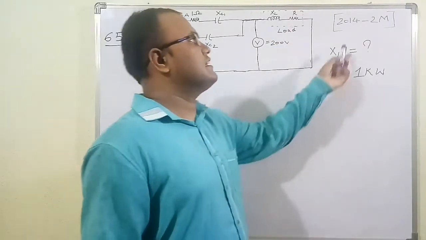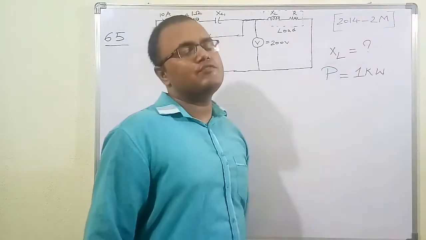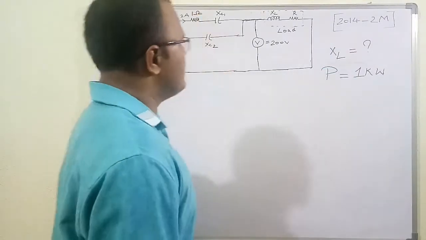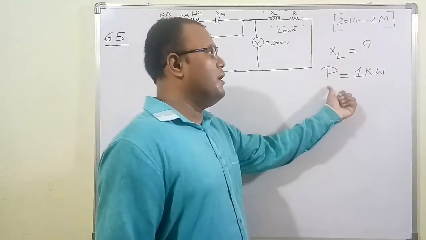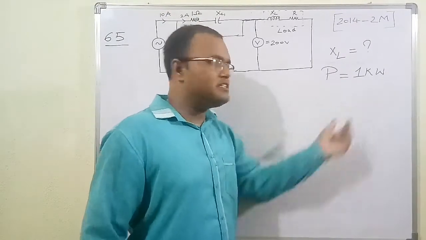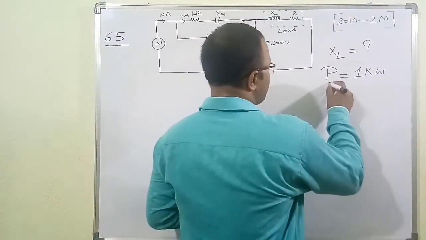This question was given in GATE 2014 for 2 marks. Now let's do this problem. Here, it is already given that the power absorbed by this circuit is 1 kilowatt.